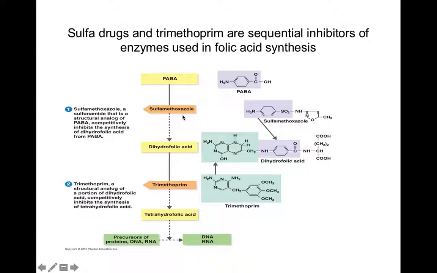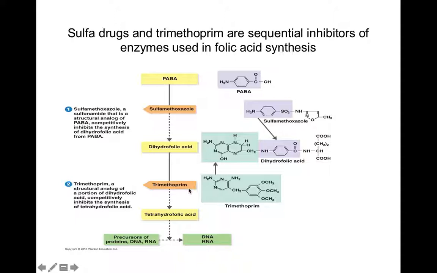And you might say, well, why would you use two? Well, whenever you do combination therapy, for example, if you use two antibacterials, you greatly reduce the chance that there'll be a spontaneous mutant that will be resistant to both. So by using combination therapy, you're going to reduce the chance of selecting for antibiotic-resistant bacteria.